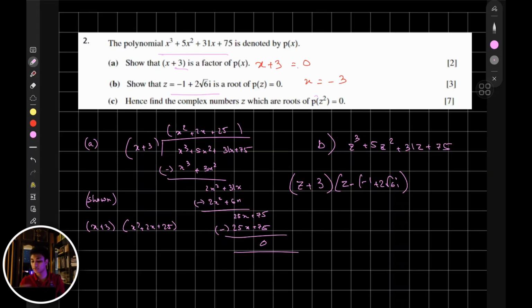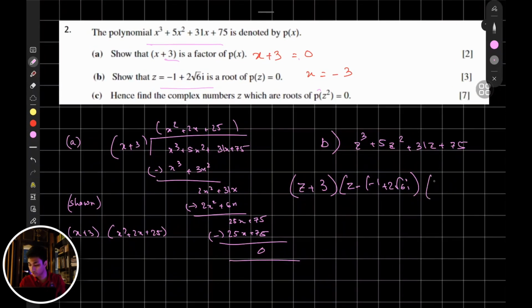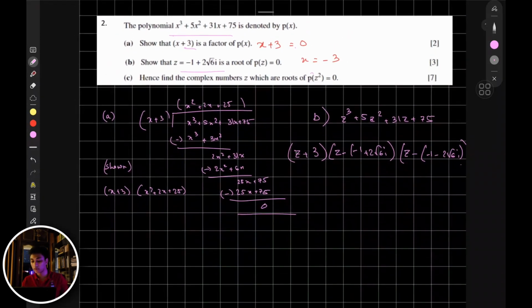So if that's the case, you can say the other factor is going to be Z minus, minus 1 stays as it is, this sign changes, minus 2 root 6i. Great. This is now the new equation. These are now the factors of this equation. At least this is what they've told you.